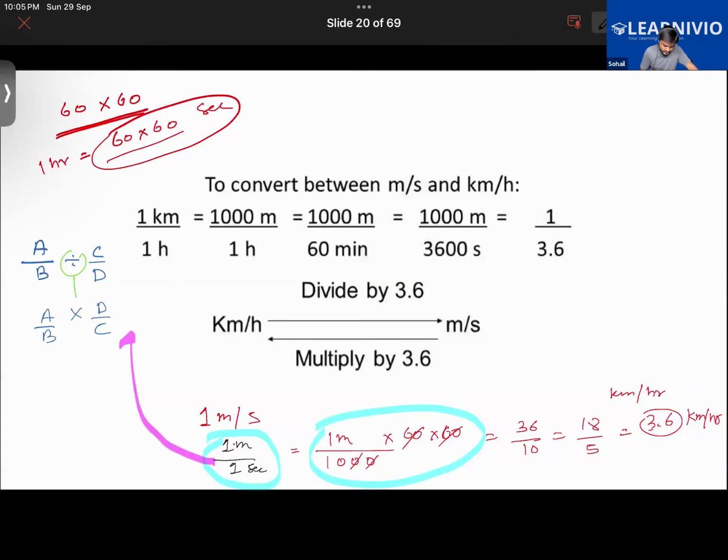Now look at this number and pay attention. To convert 1 meter into kilometer, we had to divide it by 1000, right or wrong? Simple thing. We have to convert second into hour. So you have 1 second to convert into hour. Do we have to multiply it by 60 into 60, I mean 3600, or should I divide? To convert second into hour, what should I do?